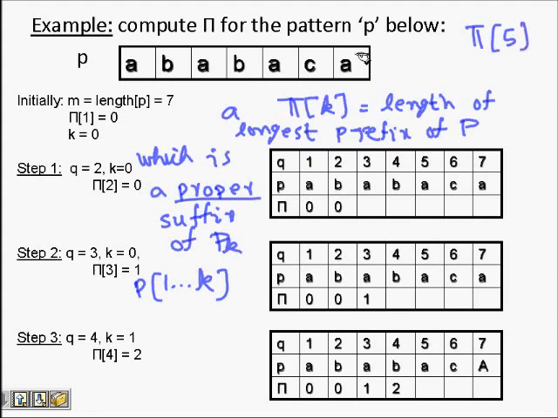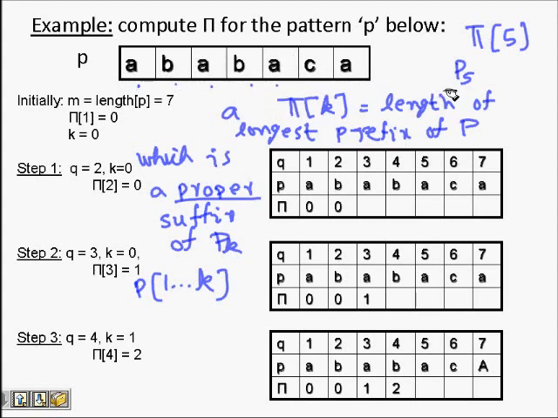So pi of 5 means what? We want to find it for the pattern p5, which means 1 2 3 4 5. For this pattern, what is the length of the longest prefix of this pattern that is also a suffix of this?